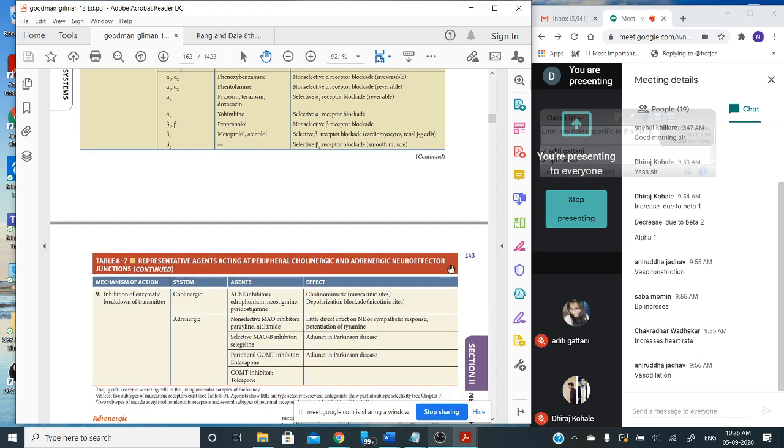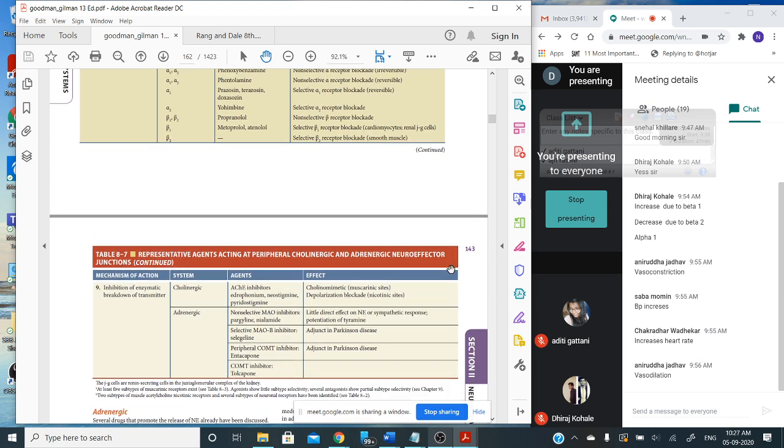Then the last one is inhibition of enzymatic breakdown of neurotransmitters. In cholinergic, we have seen acetylcholinesterase inhibitors. We have seen examples of this, such as edrophonium, neostigmine, pyridostigmine, etc. All these will show cholinomimetic actions at muscarinic as well as nicotinic sites. In adrenergic, there are various agents, for example non-selective MAO inhibitors. We shall study them in detail when we study various diseases.